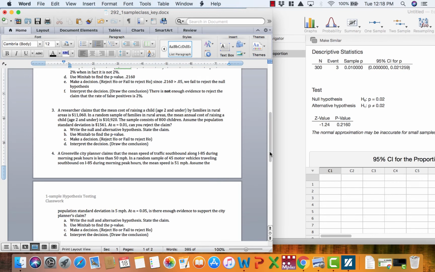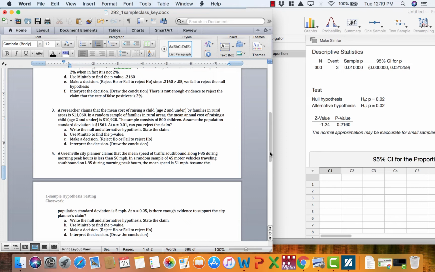Number 3. A researcher claims that the mean cost of raising a child by families in rural areas is $11,060. In a random sample of families in rural areas, the mean cost of raising a child is $10,920. The sample consists of 800 children. Assume the population standard deviation is 1,561 and alpha equals 1%. Can you reject the claim?